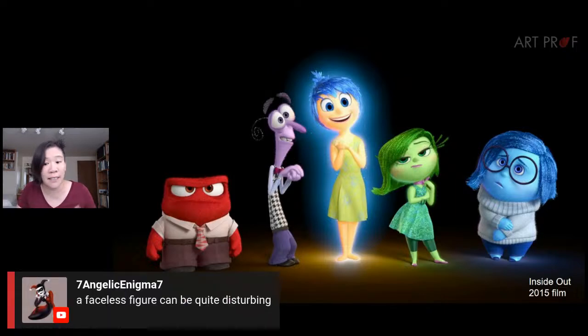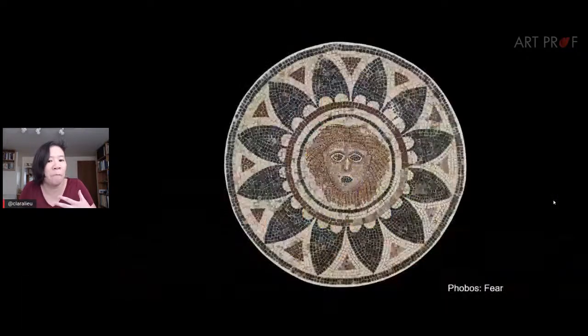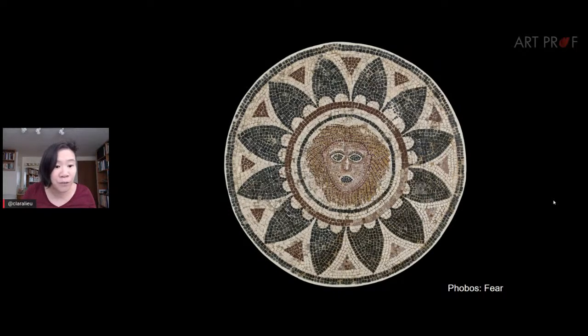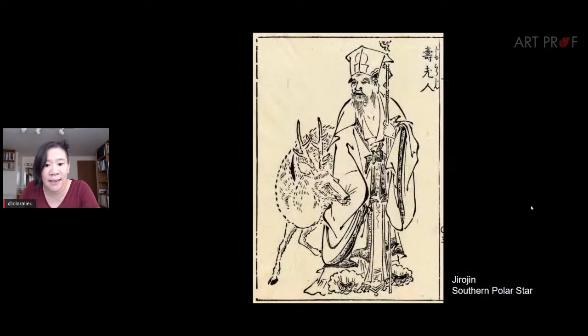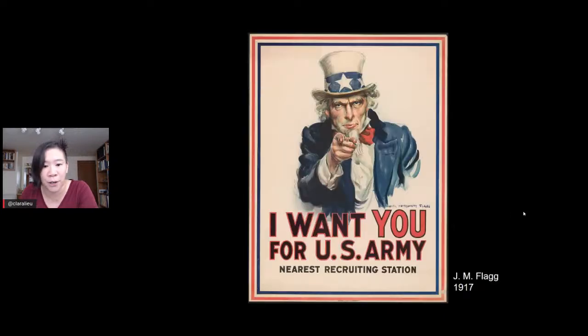And this is a really good point. Like Seven Angelic says, a faceless figure can be quite disturbing, or a figure that's hiding their face. I mean, think about what color says about the character, even the posture of the character, what kind of clothing they're wearing. There's a lot of things to be thinking about. For example, this is the god of fear. This is a mosaic from ancient Greece. And this is Girogen. I don't know if I'm saying that right. And he's supposed to represent the southern polar star.